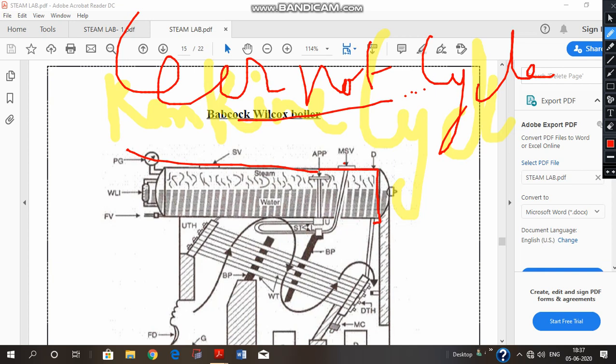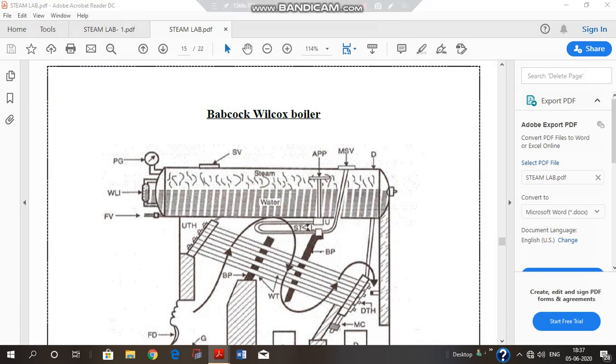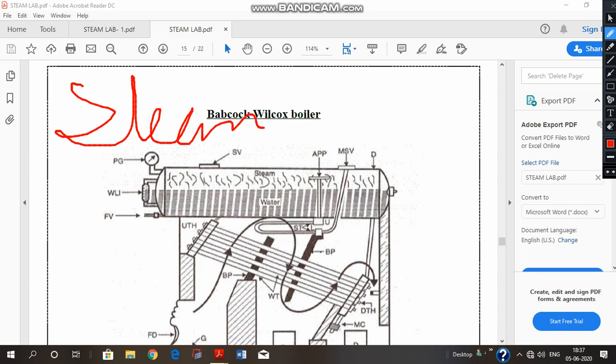Now, what is the focus of our study? The focus of our study is the boiler. I also described in a previous video that we have to deal with the steam generators. Now, when we deal with the steam generators, a very integral component of the steam generators is the steam boiler.